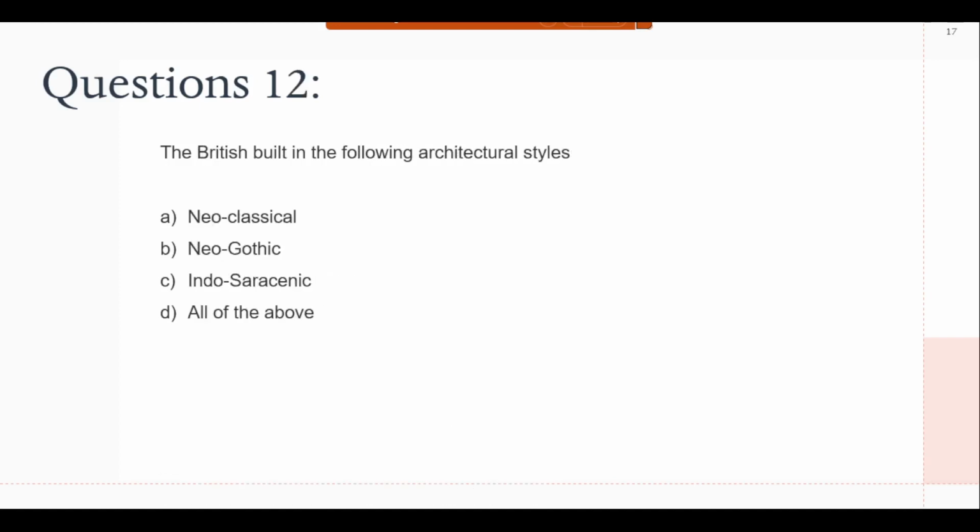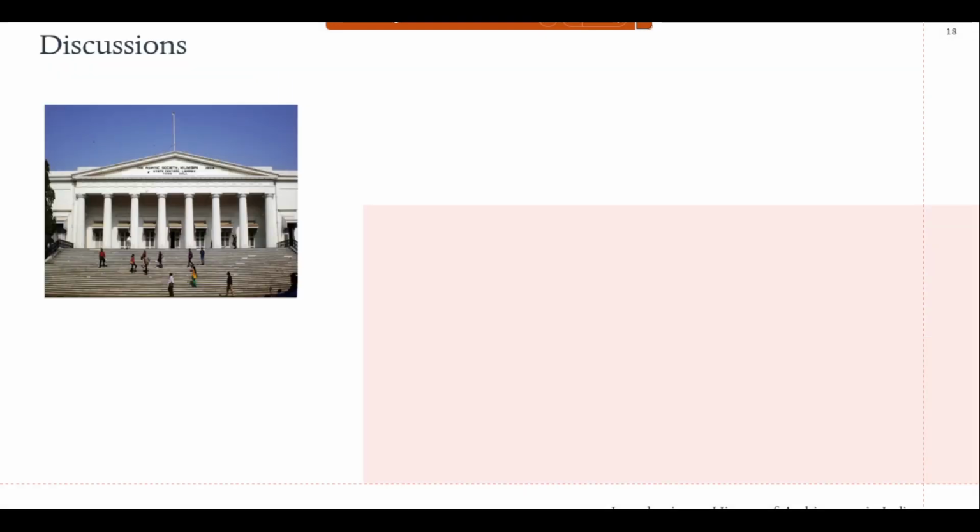The British built in the following architectural styles. What are all these? The neoclassical, the neo-Gothic, Indo-Saracenic, all of the above. Okay. Can you identify these architectural styles? Which type of style is the Indo-Saracenic? Okay, so the answer is all of the above. So let us go one by one. Which architectural style is this? Neoclassical. Which building is this?